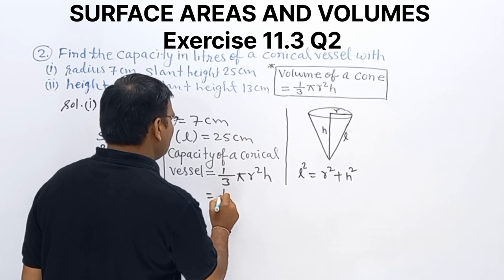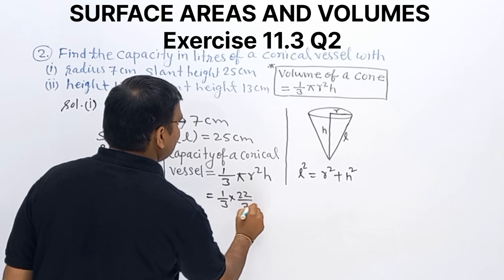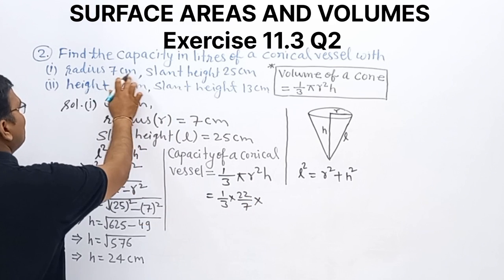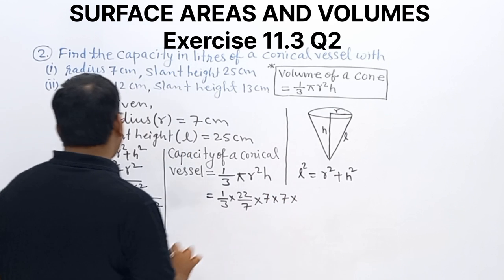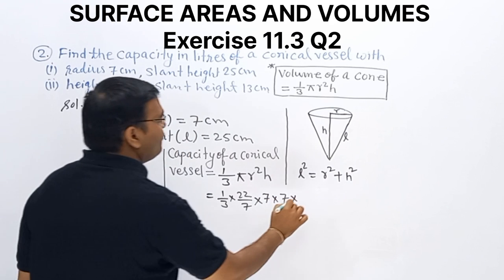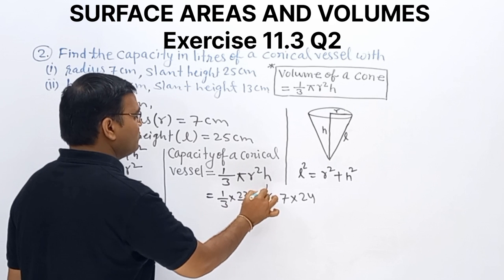Put the values. 1 upon 3 into 22 by 7. R is the radius, which is 7 centimeter, so 7 into 7, and h is the height of the cone, which we obtained as 24. Now solve this one. 7 cancels with 7, 7 cancels with 7.